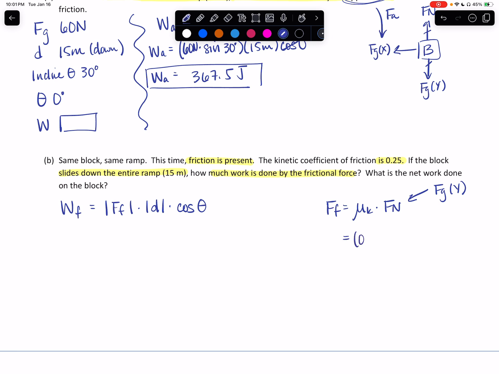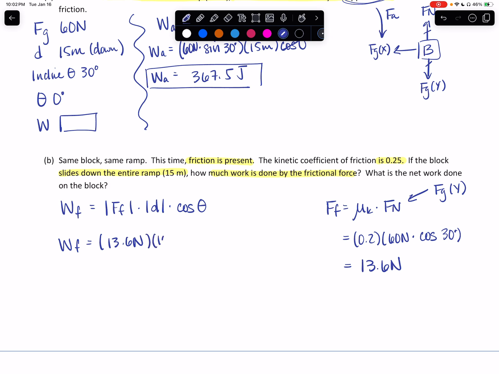So that means 0.2, and then I'm going to have Fg, which is 60 newtons, times the cosine of my incline angle, which was 30 degrees. So 0.2 times 60 times the cosine of 30, and I'm going to have a frictional force of 13.6 newtons. Now you can say, well, that should be negative, and it should, but we're going to plug it in as an absolute value because that's what the formula is asking us to do. So I'm going to say 13.6 newtons.